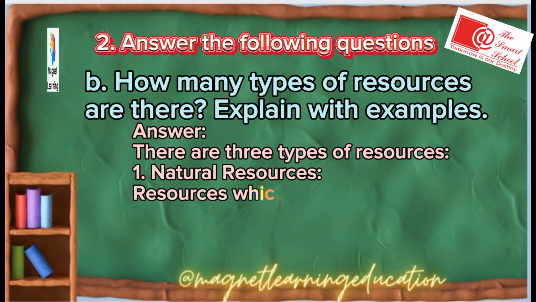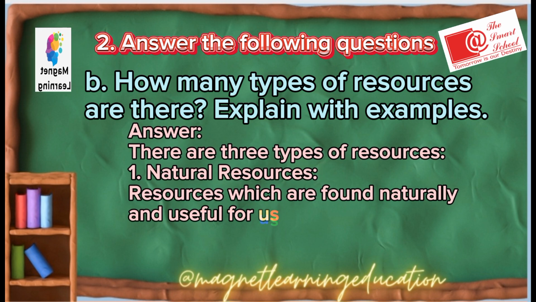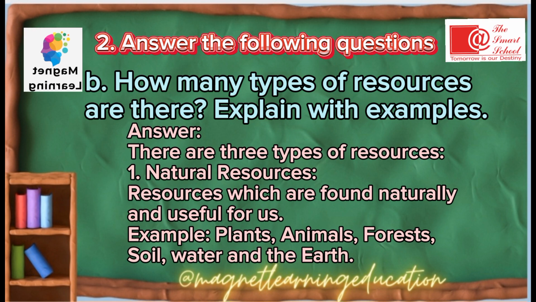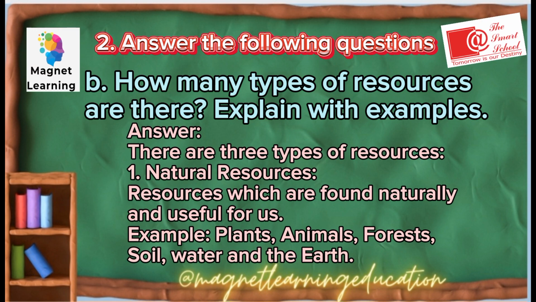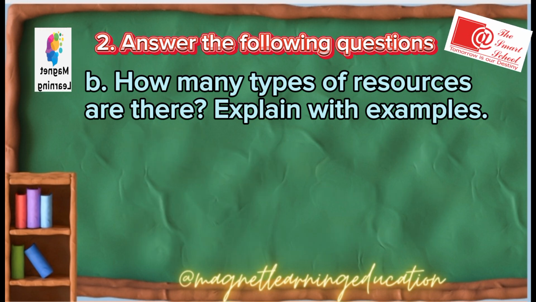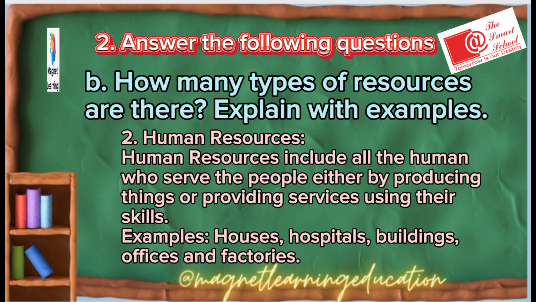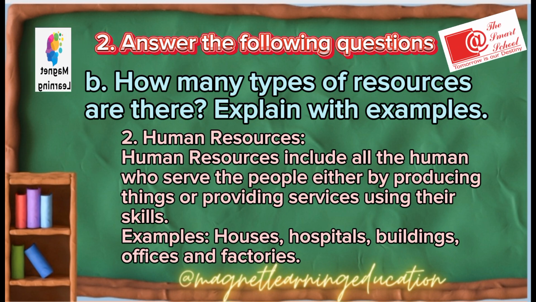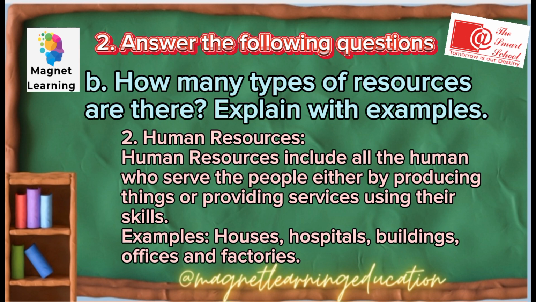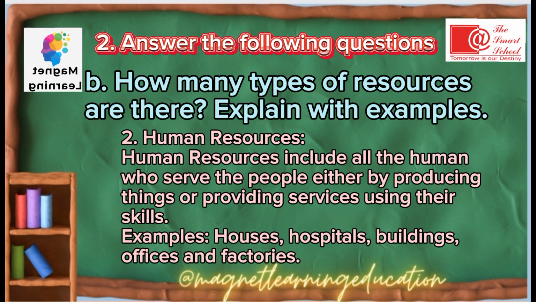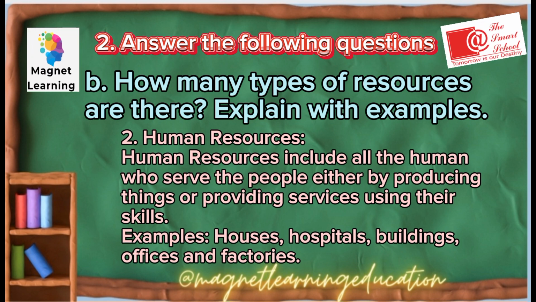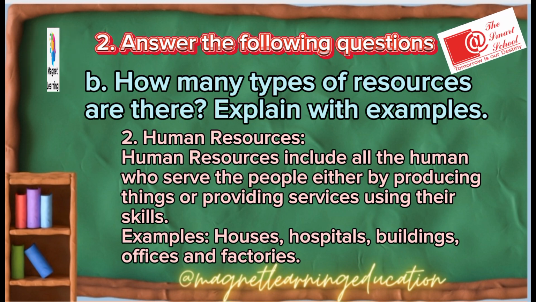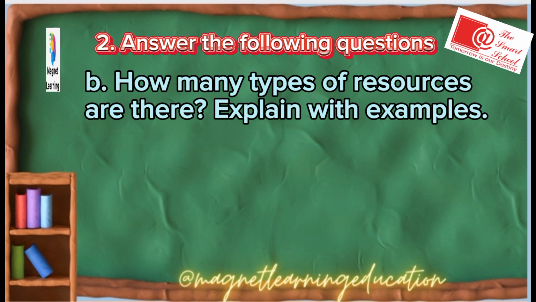1. Natural resources. Resources which are found naturally and useful for us. Example: plants, animals, forests, soil, water and the earth. 2. Human resources. Human resources include all the humans who serve the people either by producing things or providing services using their skills. Examples: houses, hospitals, buildings, offices and factories.